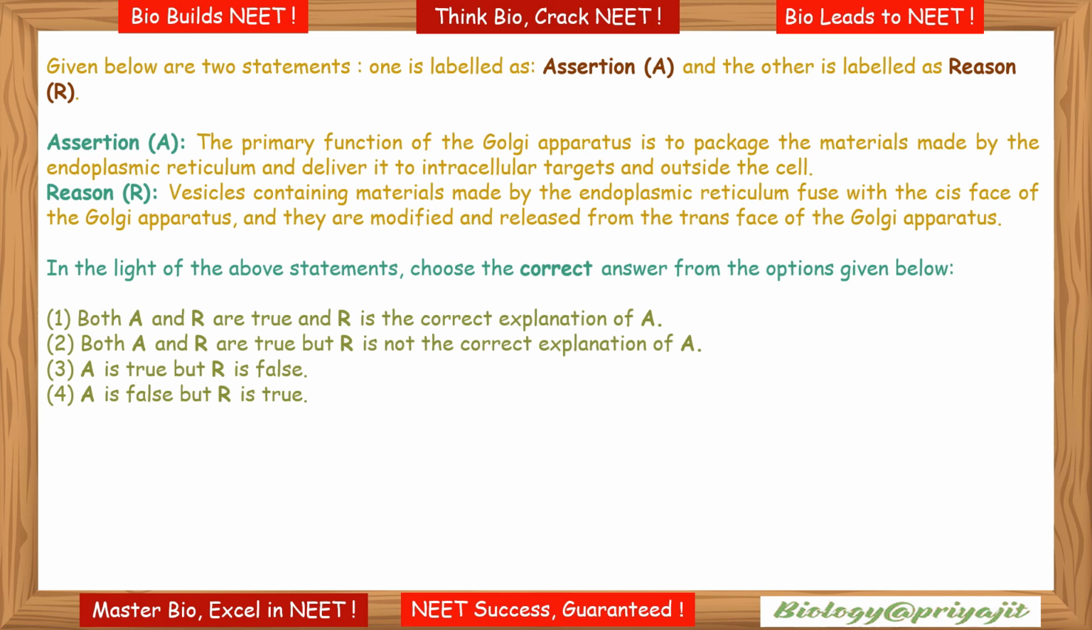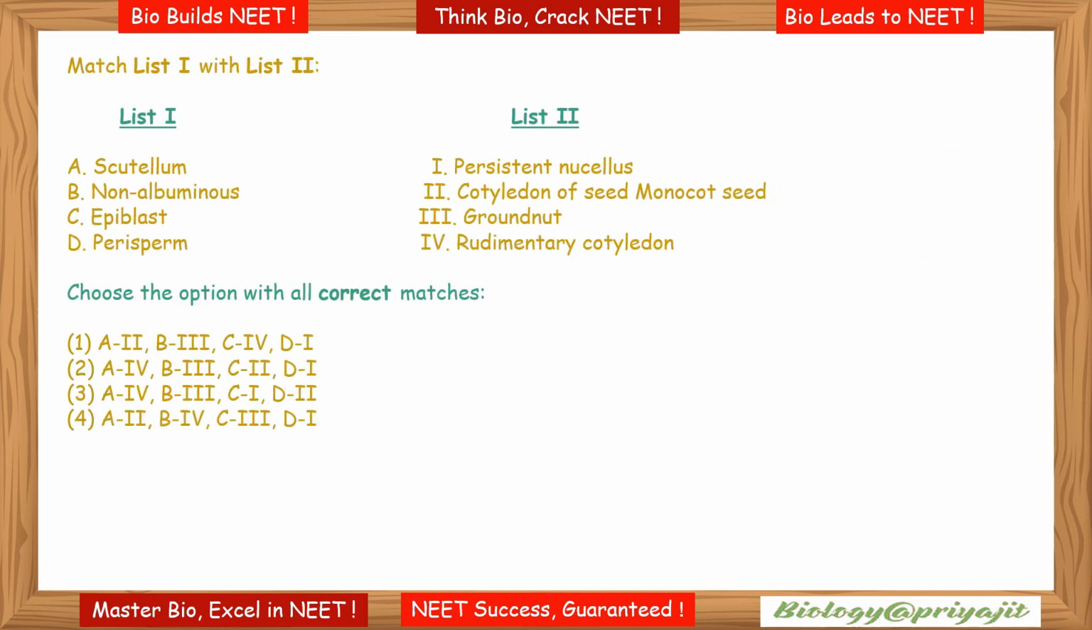In the light of the above statements, choose the correct answer from the options given below. Here the assertion is true, and the reason is also true. So option 1 is correct: both assertion and reason are true, and the reason is the correct explanation of the assertion.